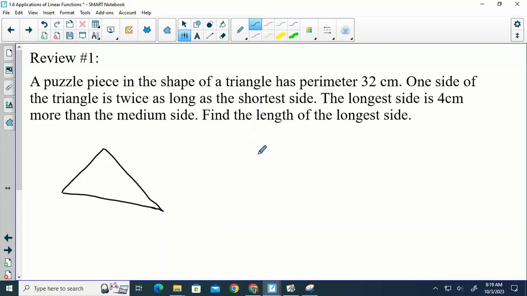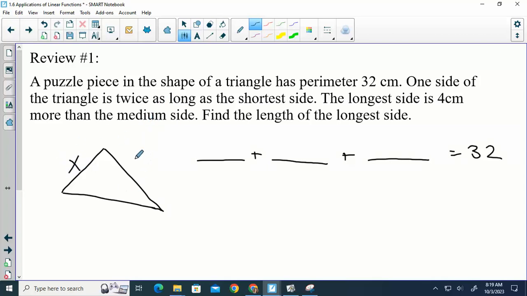The perimeter is 32. How do you get perimeter? Add all the sides. So I know if I add all three sides, this would equal 32. One side of the triangle is twice as long as the shortest side. Do I know how long the shortest side is? So what do I call it?